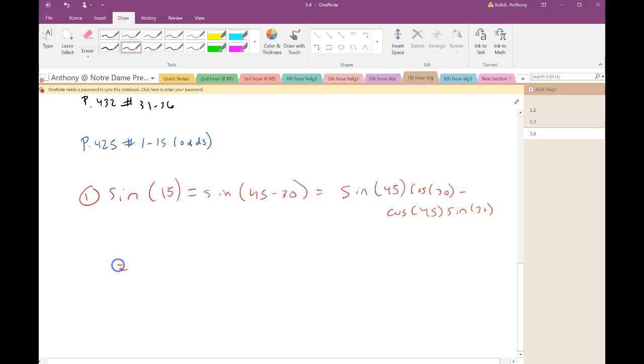I go to my unit circle, and sine of 45 is square root 2 over 2. Cosine 30 is square root 3 over 2. Cosine 45 is square root 2 over 2. Sine 30 is 1/2. So I end up with square root 6 minus square root 2 over 4. Done.